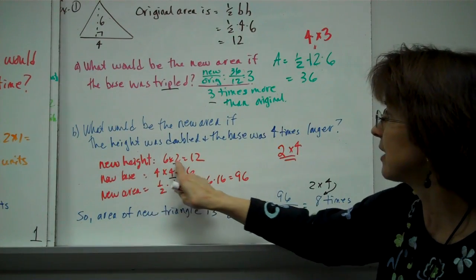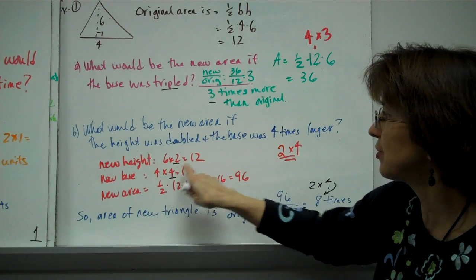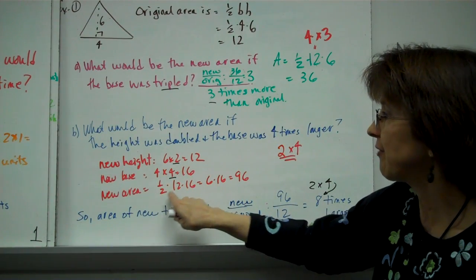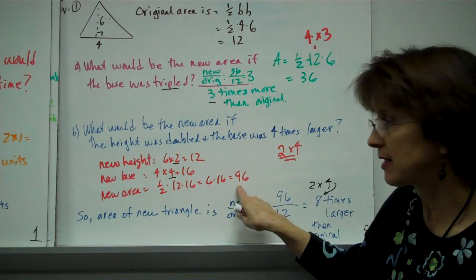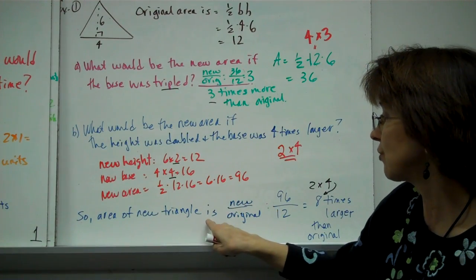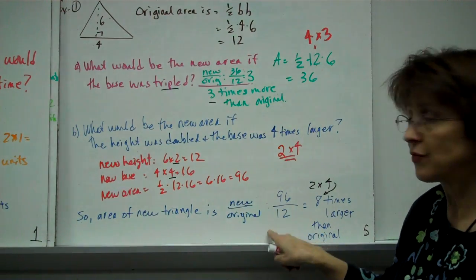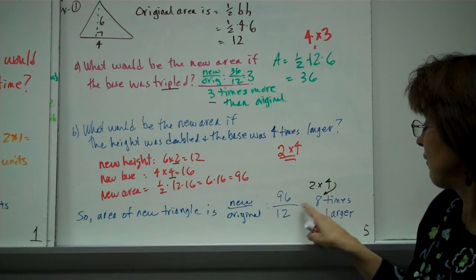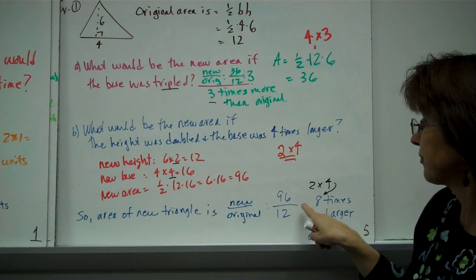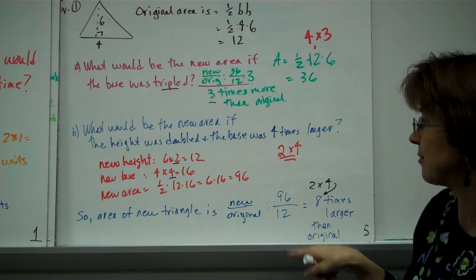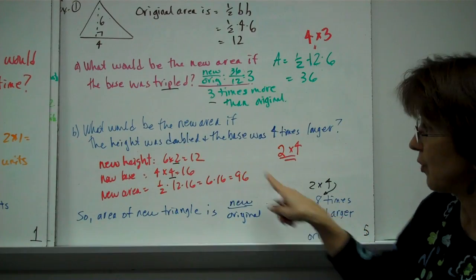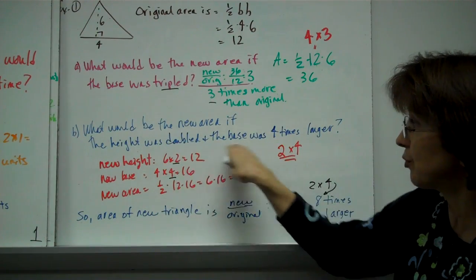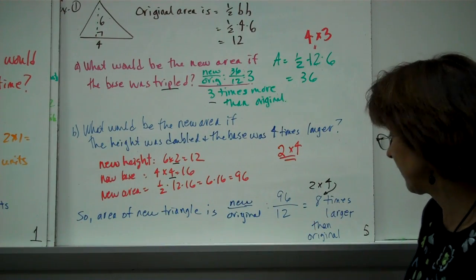Well, the new height is 6 times 2, because the old height is 6, so times 2 is 12. The new base is 4 times 4, that's 16. So the new area is going to be half of 12 times 16, which is 96. Well, the area of the new triangle is new over original, so it's 96 over 12, right? The new one's 96, the old one was 12. If we reduce it, that's 8 times larger, because 12 is in 96 8 times. But another way you could do it, a short circuit way, is just take how much the height was doubled times how much the base was increased and multiply those together.